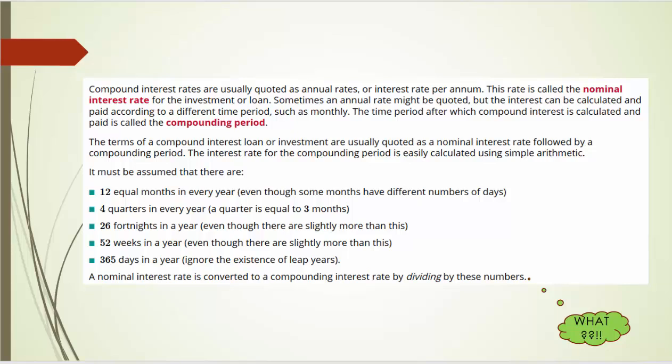There is a note at the bottom of that extract from the textbook which doesn't make any sense to me, so ignore it. A nominal interest rate is converted to a compounding interest rate by dividing by these numbers. Well, that's nonsense as it stands.